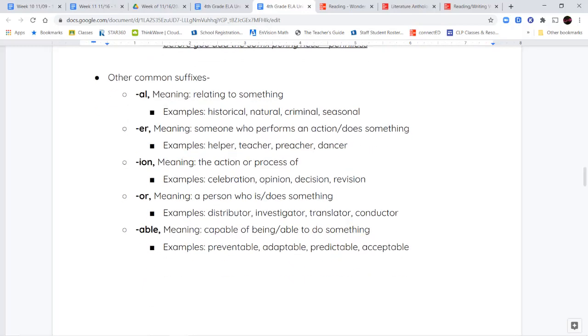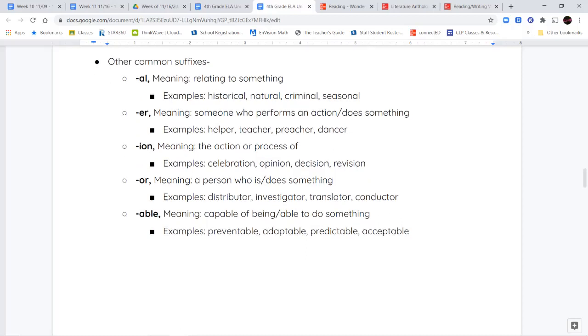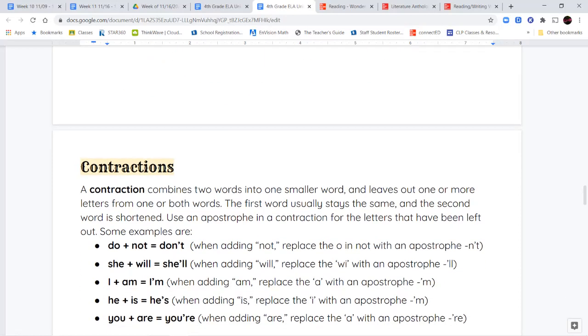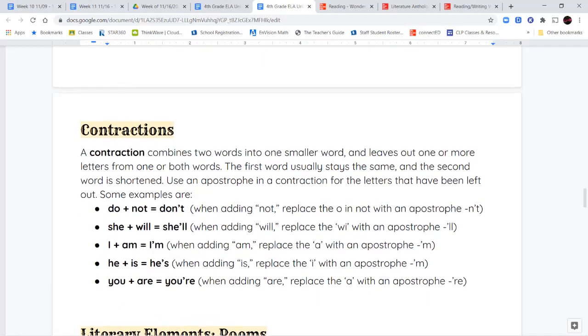So those are some of the common ones that you've already used in your reading and writing, and this just helps you to get a better understanding of what it means. So when you come across words that have these different suffixes, you can use that information to help you understand what the word means if you're not sure.